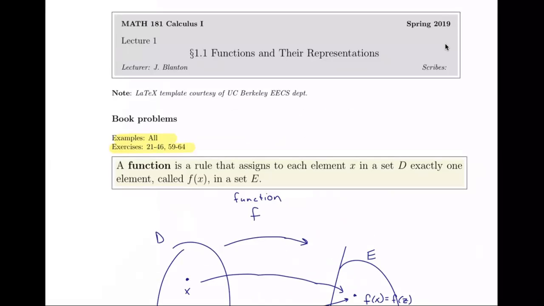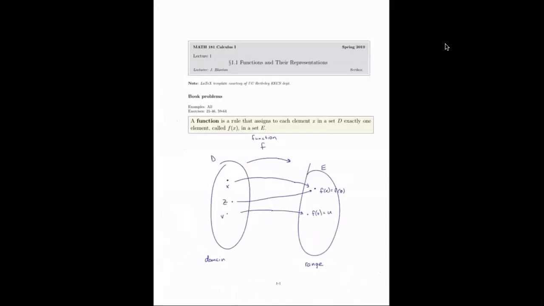So that is the contract between you, the student, and me, the instructor. It's your obligation to practice all of these examples and exercises in order to know this material to be ready for a possible exam. So that's it for section 1.1, and we'll move on to 1.2 after this.